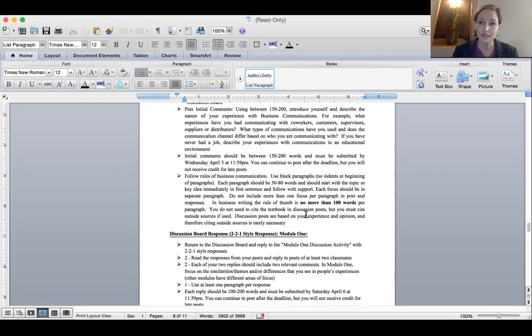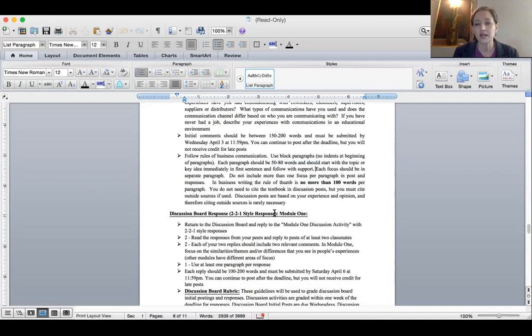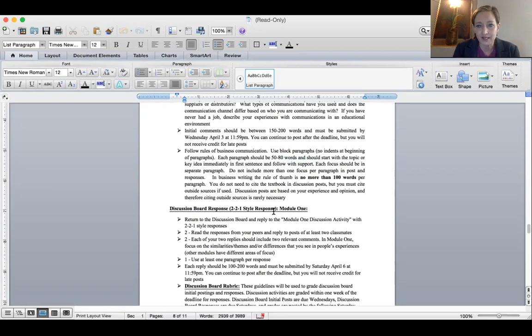Every focus is in a new paragraph. A good rule of thumb is 50 to 80 words per paragraph in any business writing. You want to keep it short and to the point, no more than 100 words per paragraph. You don't need to cite the textbook if you're referring to the textbook. If you do use an outside source, you'll want to cite that, anytime you write.